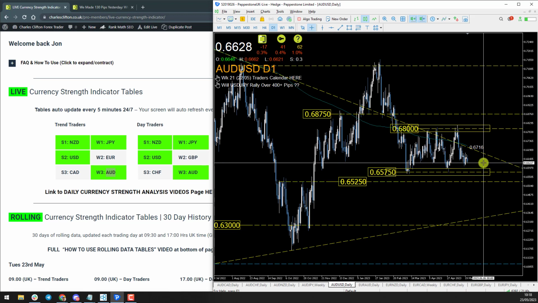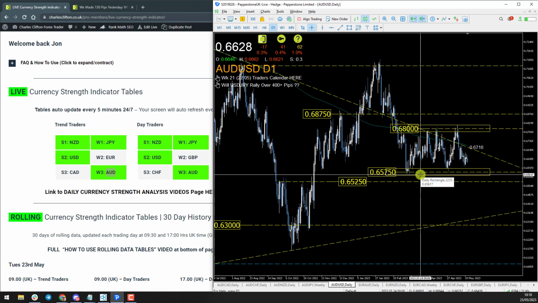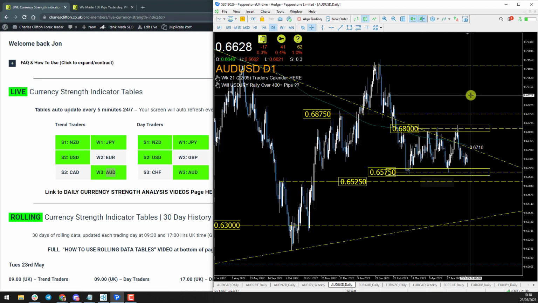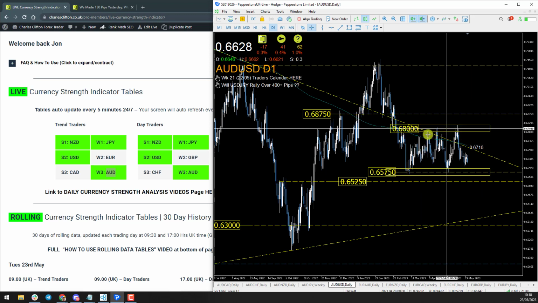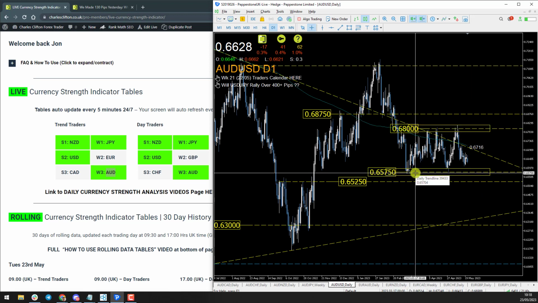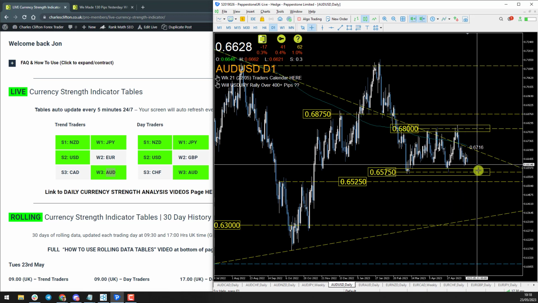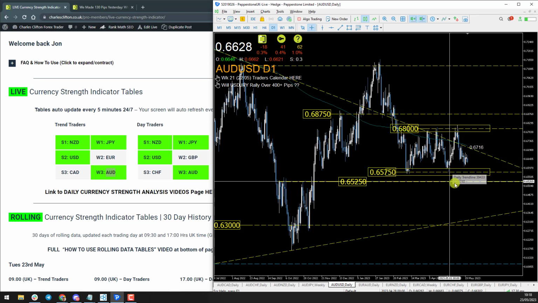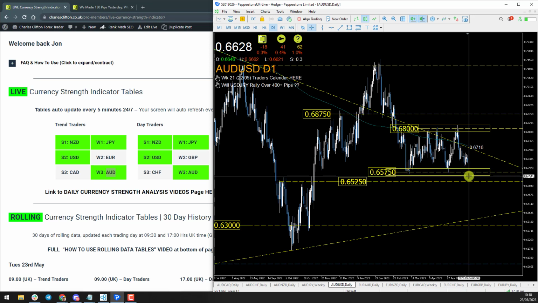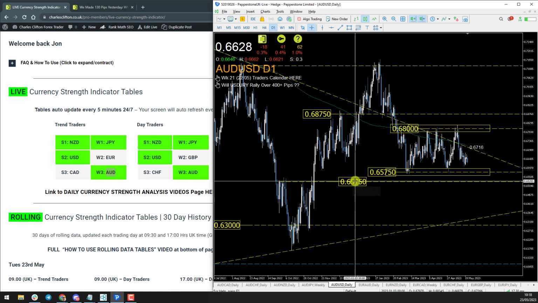The first area of interest is the low of this range. So you can see price has been trading within the range for some time now. We have the highs up here at the 0.68 handle and the lows down here at the 0.6575. Now that's where I'm going to be looking to target on another move to the downside here. If price trades through the 0.6575, then we've got the 0.6525 as another point of interest as well.